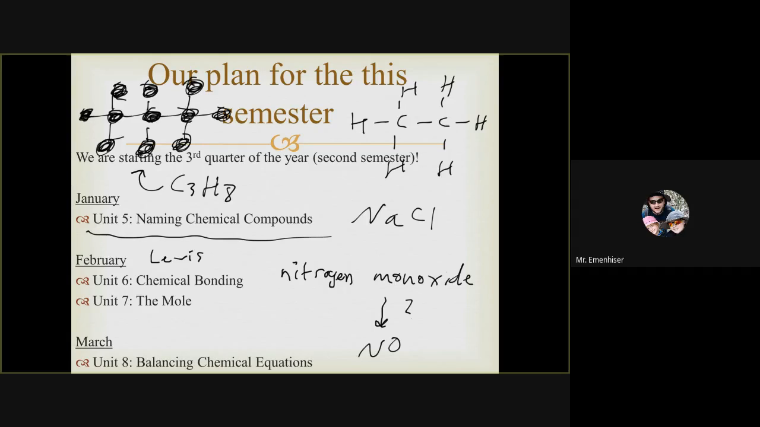Unit 7 is on the mole, which I know you guys may be thinking about the animal. It's not the animal. It's a unit in chemistry, and it's used for counting. So this is all going to be about counting atoms. So it's kind of a mathematical chapter. And then in March, we're going to be doing Unit 8 on balancing chemical equations. Okay, and then we're going to take what we learned from Unit 7 and Unit 8, and we're going to put it together into some kind of special advanced chemistry called stoichiometry, and we'll do stoichiometry kind of towards the end of the year.